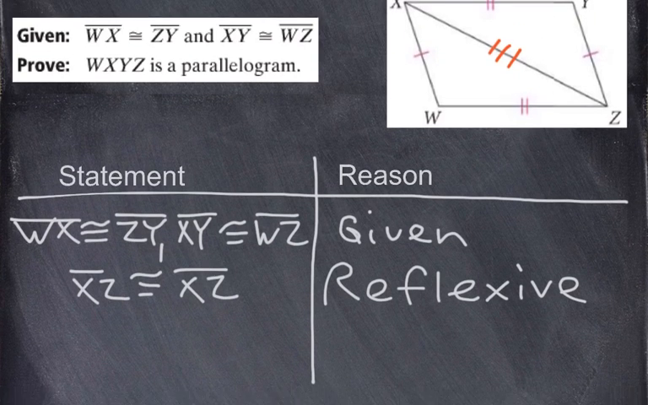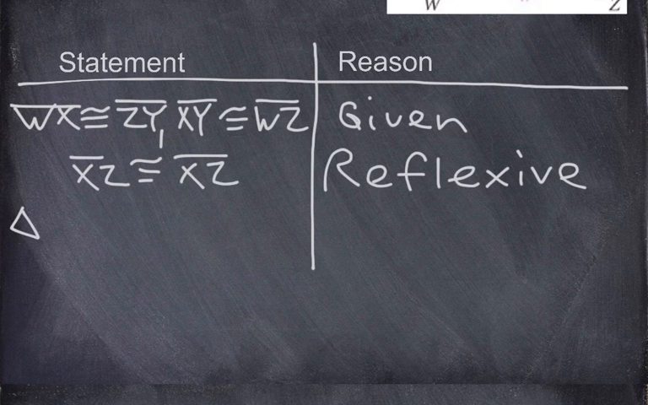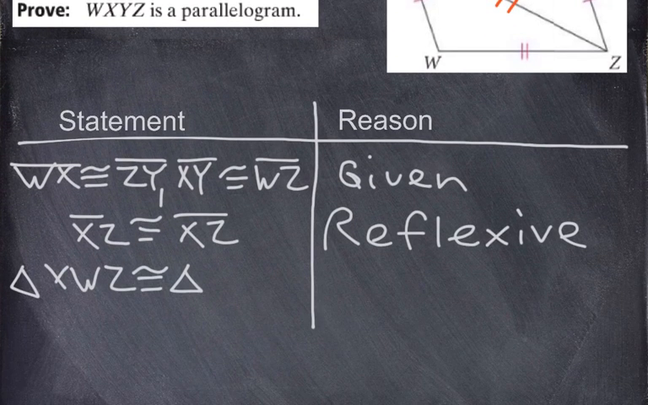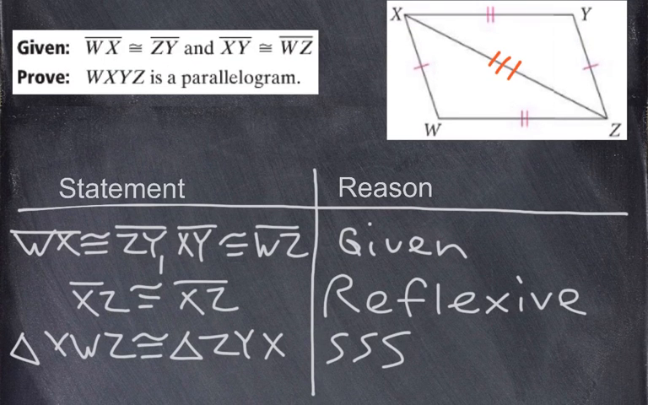So we can go ahead and say those two triangles are congruent. So we could say triangle XWZ is congruent to triangle ZYX, and the reason is because of side, side, side. Now we're not done, because what we're trying to ultimately prove here is that it is a parallelogram. Well, what do we have to do in order to prove that? A parallelogram, we know that opposite sides are parallel. So if we can prove that both pairs of opposite sides are parallel, then that proves that it's a parallelogram.